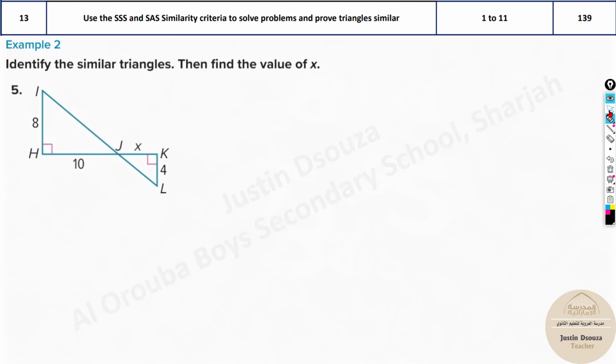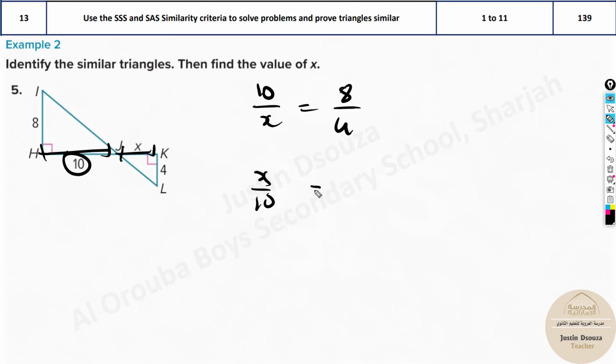Now if they are similar, all the sides are proportional, isn't it? So now we will find out. The big side 10. Now it's not over here, it's not the big side. Look over here. This is proportional to this side, 10 divided by x, that is equal to the vertical side, 8 divided by 4. Or you can write the small triangle first, x divided by 10 equals 4 divided by 8. It's the same thing. In the calculator, if you do either of these, you'll get the same answer.